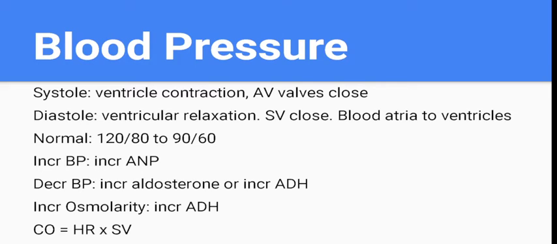And then you have your cardiac output equation, which is CO equals HR times SV, where SV is the stroke volume. So HR is your heart rate.